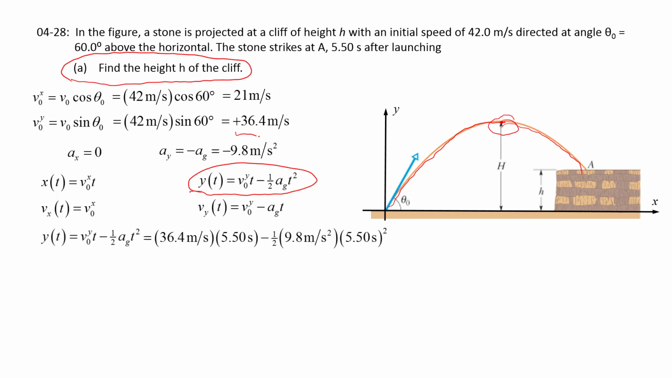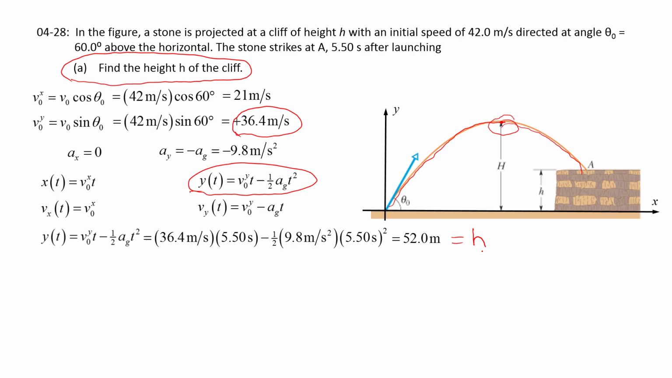The 36.4 is the meters per second, the initial speed. Put in the time, put in the acceleration due to gravity, and bingo, 52.0 meters is the height of the building. So that's H. That's the answer to the first part of the problem. So that was pretty straightforward.